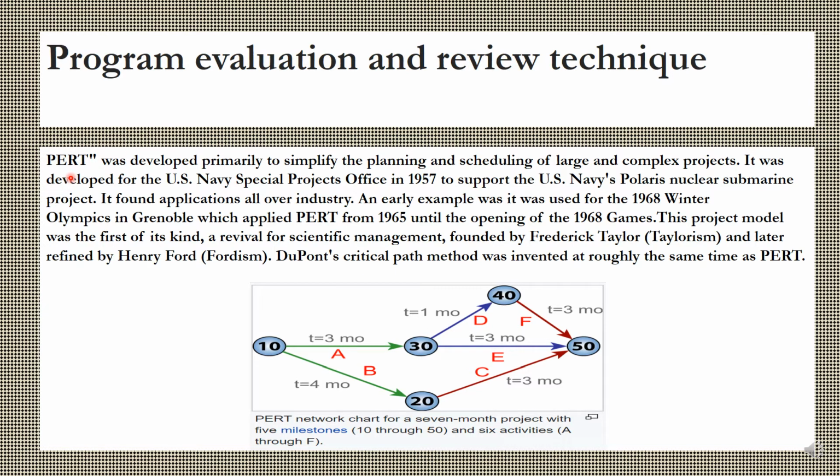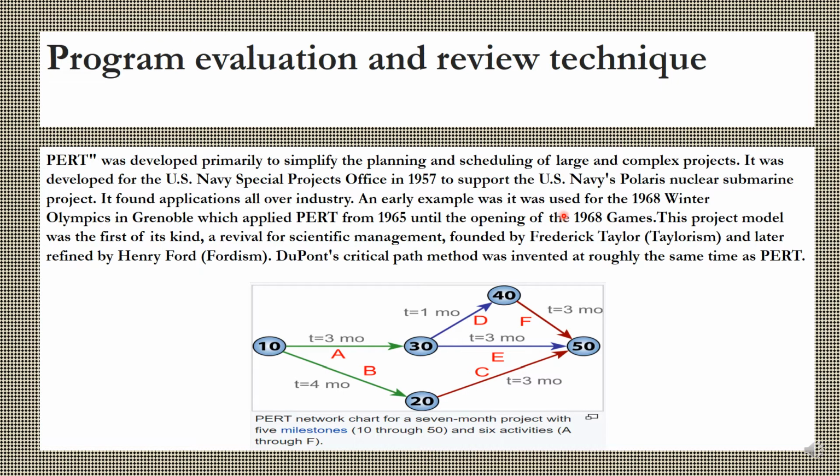If we go into a little history of PERT, PERT was developed primarily to simplify the planning and scheduling of large and complex projects. It was developed for the US Navy Special Projects Office in 1957 to support the US Navy's Polaris nuclear submarine project. It found applications all over the industry.